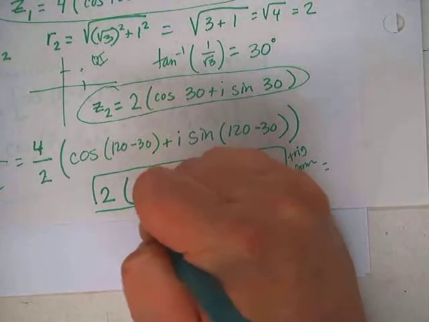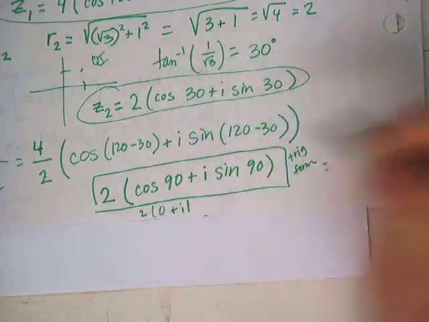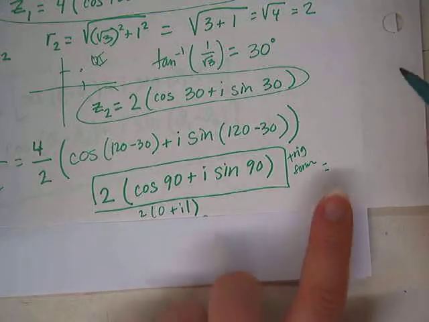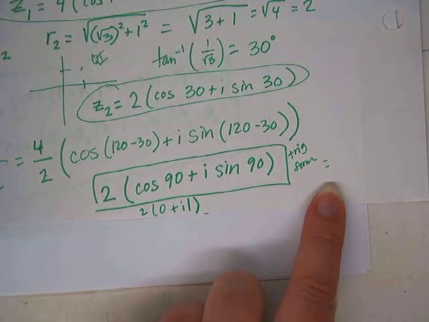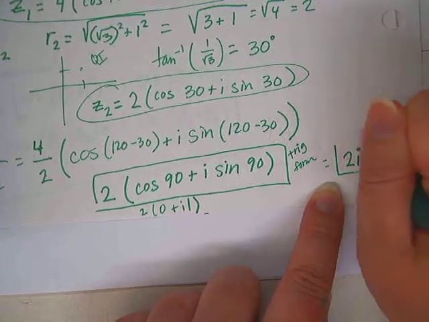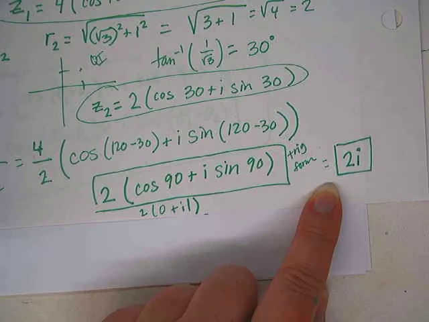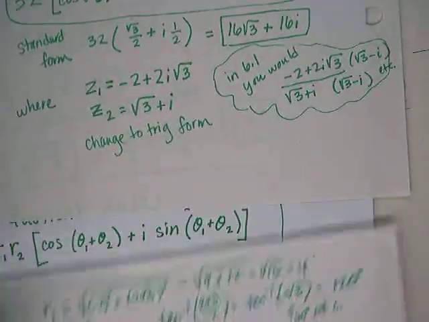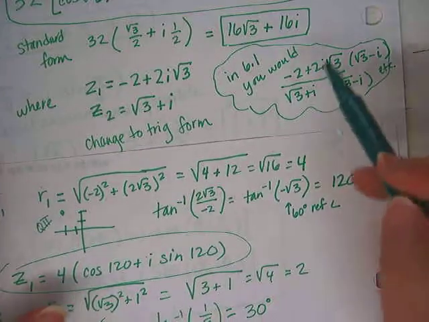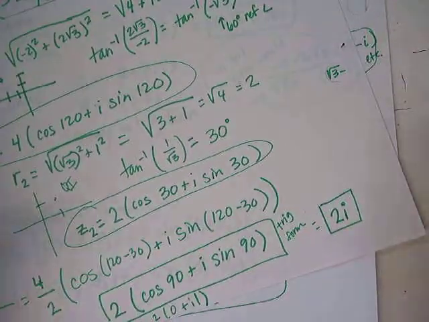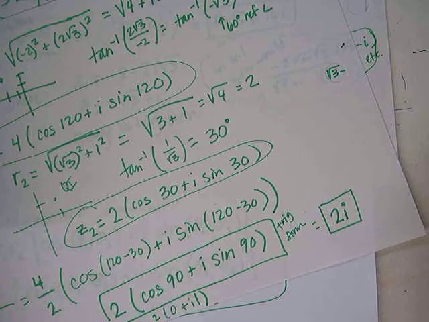Should we go ahead and find standard form? I think it's going to be really easy. So standard form would be 2 times the cosine of 90. What's the cosine of 90? 0. So 2 times 0 plus the sine of 90. What's the sine of 90? 1. So it's going to be 2 times 0, which is 0, plus 2 times 1i. So what's our final answer? 2i.